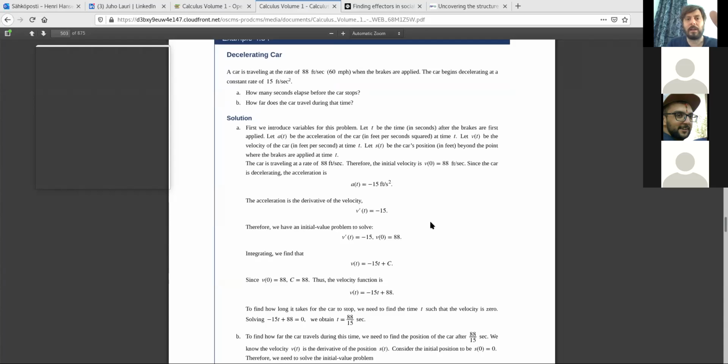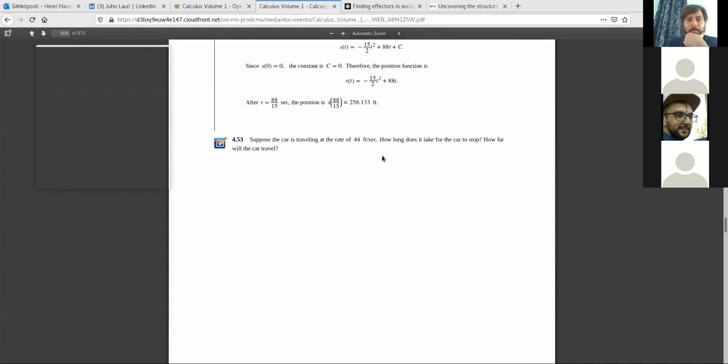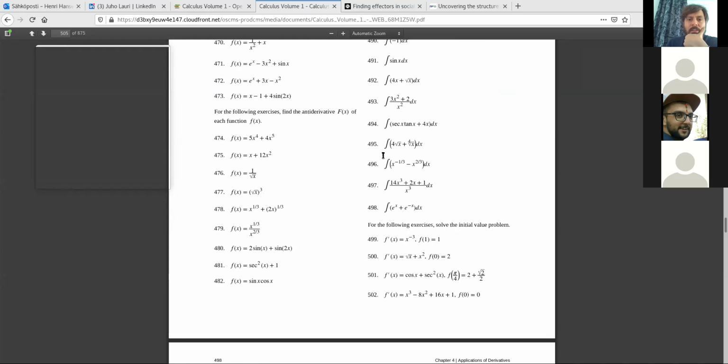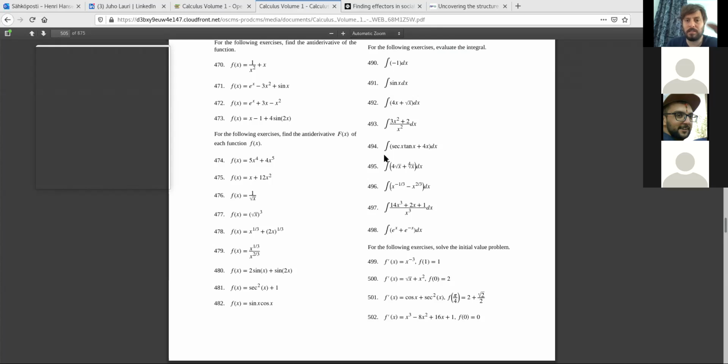Here's an example of a decelerating car. These so-called practical examples are often very contrived, because it's very rare to encounter these in real life situations. So here are some exercises that you might want to do. I'll put some of these in next week's exercises, and we'll also learn some of those derivative and antiderivative rules for next week.